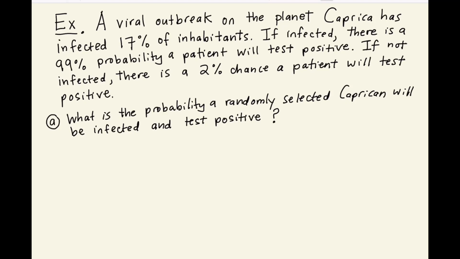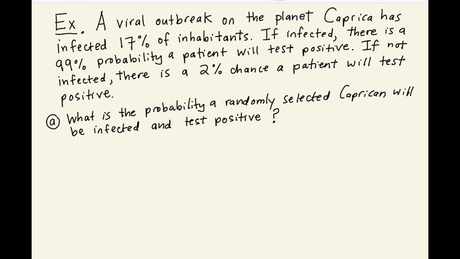This last example will use Bayes' theorem as well as tree diagrams to help you calculate probabilities. So in this example, there is a viral outbreak on the planet Caprica, and it has infected 17% of inhabitants. If infected, there is a 99% probability a patient will test positive. If not infected, there's only a 2% chance that the patient will test positive. So the first question is, what is the probability a randomly selected Caprican will be infected and test positive?